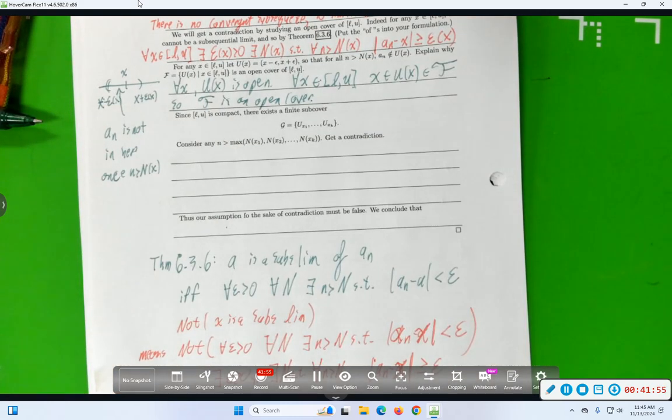Nice. Now the interval from L to U, is that closed? Is it bounded? So by Heine-Borel, what do you conclude? It's compact. This is an open cover of a compact set. I can throw out all but finitely many and still have a cover.